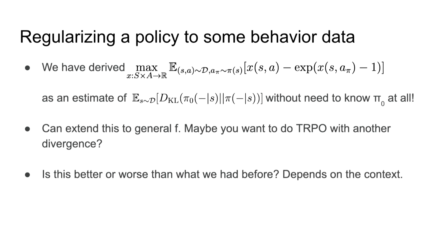Because now, well, we don't need to know pi 0, but we do need to perform this optimization over X. So yeah, it depends on the context, right? Like if you are doing TLPO and you know what your policy is, and it is Gaussian, I wouldn't ask you to do this optimization. I would just say compute the closed form exactly. But if at least one of those properties is missing, then maybe it does make sense to perform this optimization to estimate the divergence.